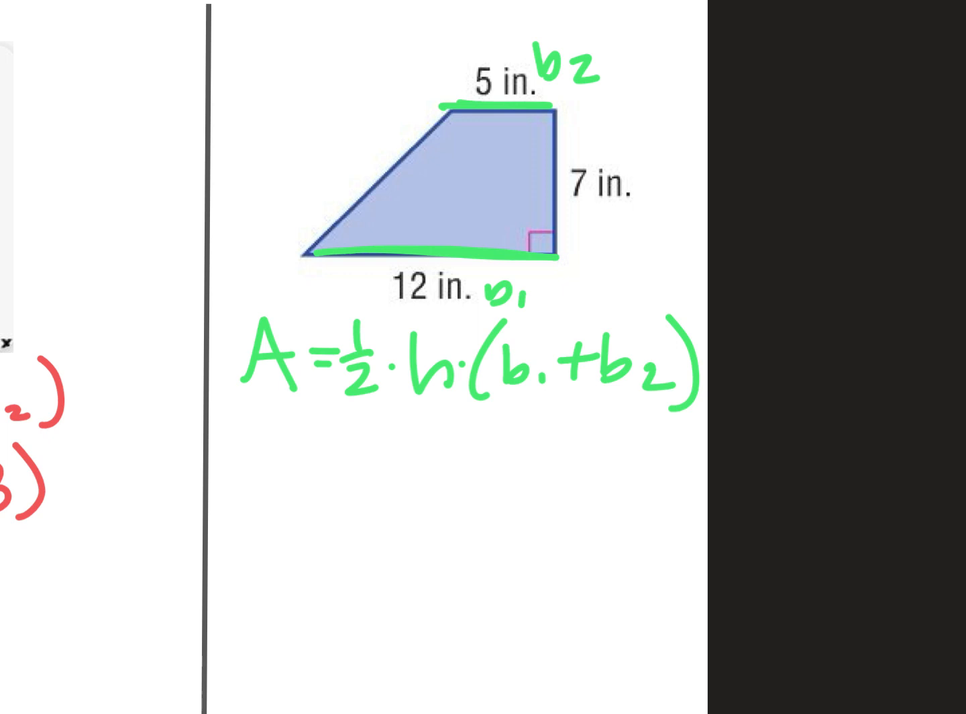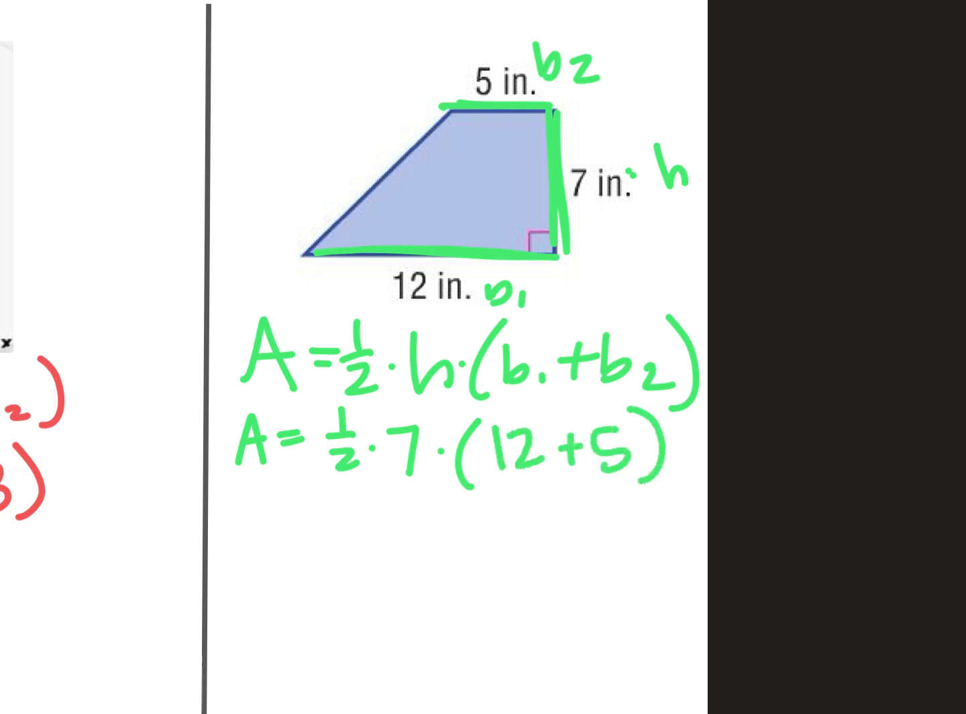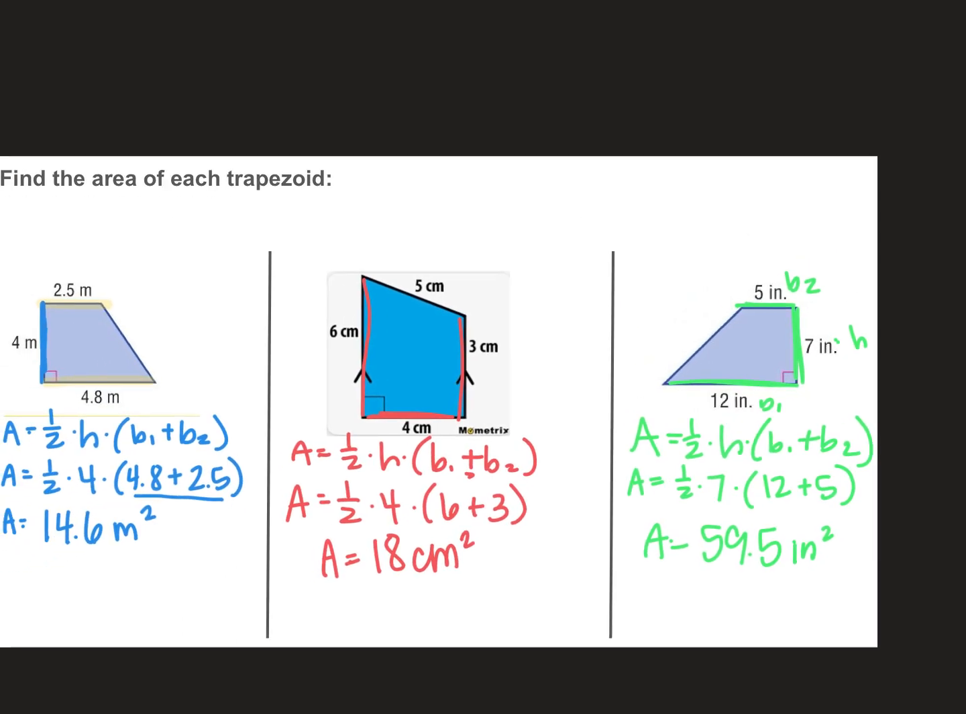And then that means the one that's in between there making a 90-degree angle would be my height. So now we can plug in our numbers. 1/2 times 7 times, in parentheses, 12 plus 5. And then again, when I'm typing that into my calculator, I have to make sure to put parentheses around the 12 plus 5. And then I end up with an area of 59.5 inches squared. So that is area of a trapezoid.